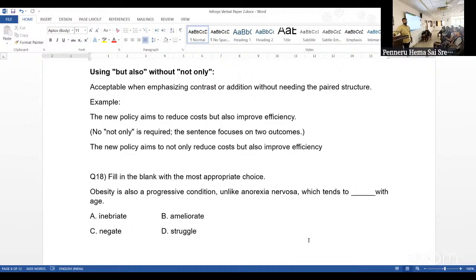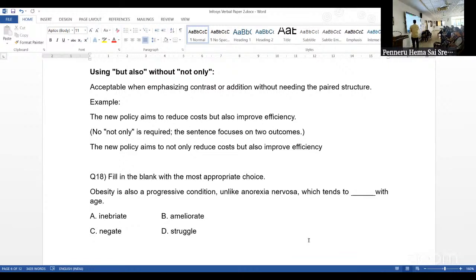The answer is that obesity is also a progressive condition, unlike anorexia nervosa, which tends to dash with age. Inebriate means intoxicated; the root word refers to something toxic or drunk. Ameliorate means to improve. That is the meaning of ameliorate.